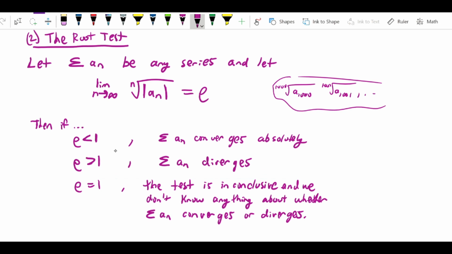If rho is less than 1, then the sum of an converges absolutely. If it's greater than 1, then the sum of an diverges. If it's equal to 1, then the test is inconclusive, and once again, we don't know anything. If we want to know something, we have to apply a different test. By the way, in both cases, to say that rho is greater than 1 also includes the possibility that rho is infinity. If either the ratio or root test limit gives you infinity, then we know that the series diverges.